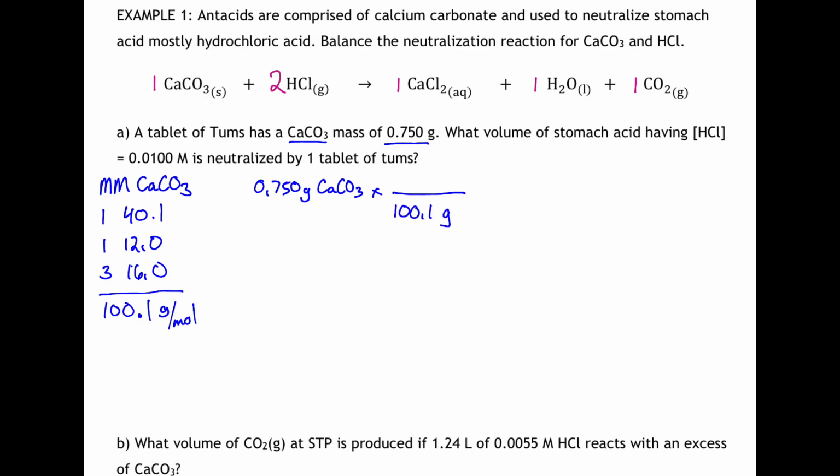100.1 grams for every 1 mole calcium carbonate. Now, remembering in this chapter, we have to tell which one we're measuring. It's not just moles and grams. We have to tell what kind of compound we want to measure. We want to get HCl and its volume. So we got to get from calcium carbonate into HCl. So we have to do a mole ratio.